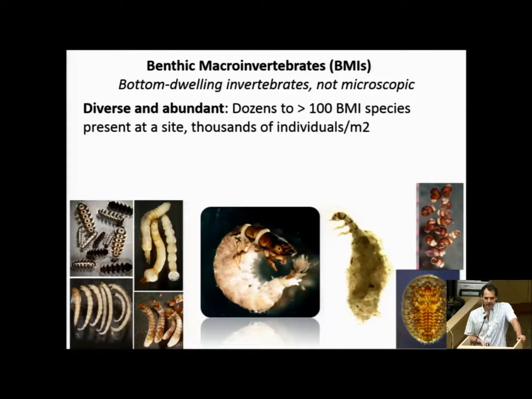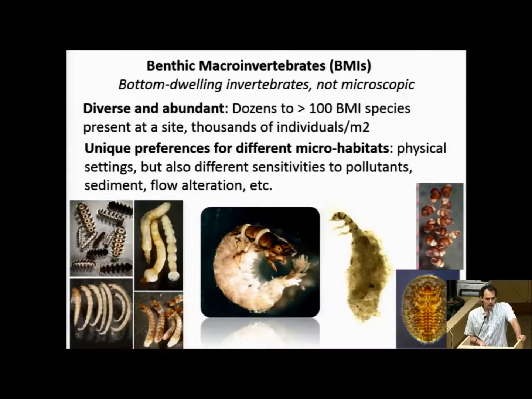We started with benthic macroinvertebrates because they're diverse and abundant at a healthy site. You can have dozens to more than 100 different BMI species. They have unique preferences for different microhabitats, not just in terms of physical setting, but they also have different sensitivities to pollutants, to sedimentation, and to flow alteration. And they're also pretty well known taxonomically. So keys exist to identify benthic macroinvertebrates.